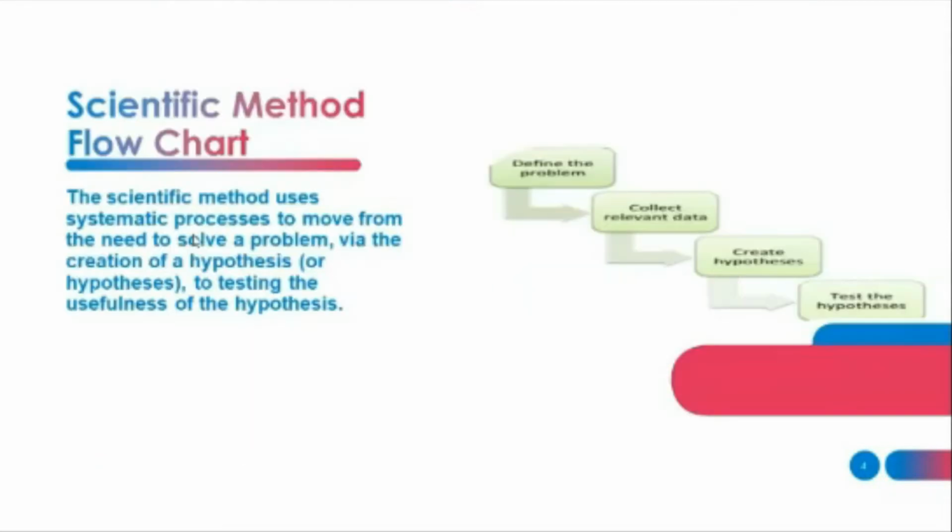Then we also have the scientific method flow chart. The scientific method uses this systematic process to move from the need to solve a problem in your research paper via the creation of a hypothesis. This is also to test the usefulness of our study, or the hypothesis of the research study that we will be doing along the way.